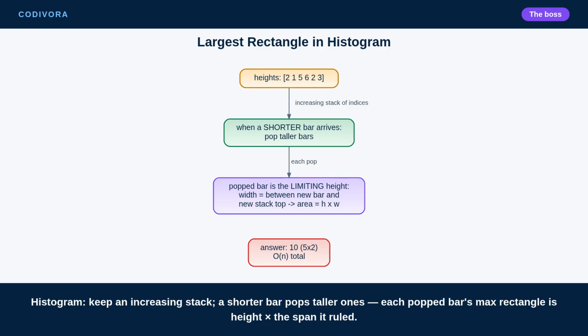The boss, largest rectangle in a histogram. Keep an increasing stack of bar indices. When a shorter bar arrives, it ends the reign of every taller bar on the stack. Pop each one, and at the moment of popping, you know its rectangle exactly, its height times the width between the new bar and whatever remains below it on the stack. Track the max over all pops, O(n) total. The insight to narrate. Each bar's best rectangle is bounded by the first shorter bar on each side, and the stack discovers both boundaries for free. Bonus. Maximal rectangle in a binary matrix is just this, run per row. Master the histogram, and you've mastered the pattern.